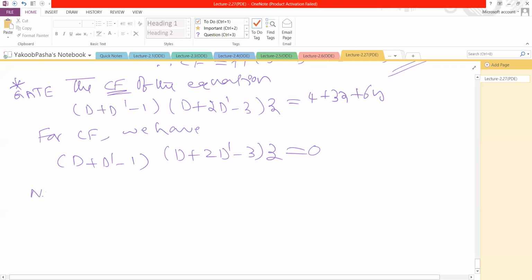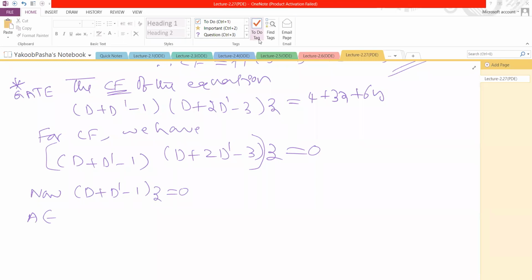First I am taking the first term, D plus D dash minus 1, of z is equal to 0. So write the auxiliary equation. Just replace D by m and omit D dash. Leave D dash, there is no work for it now. Then m equal to 1.